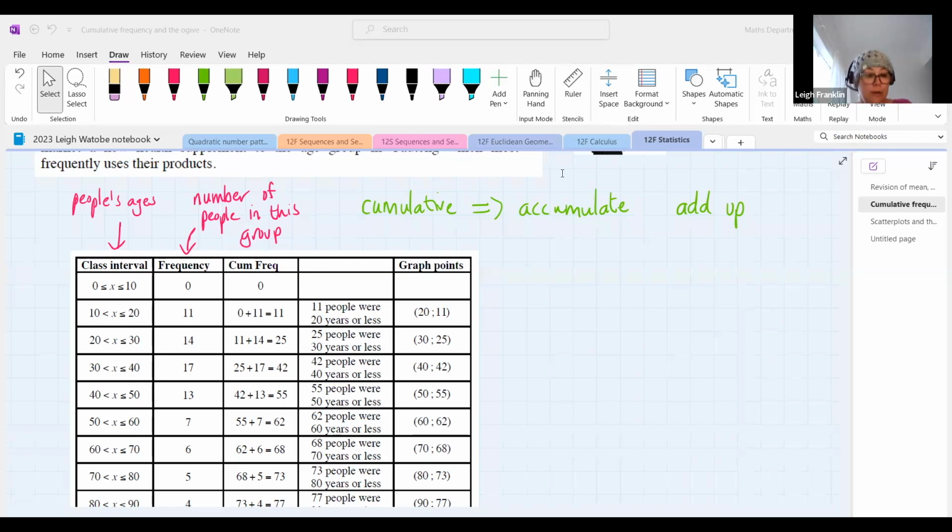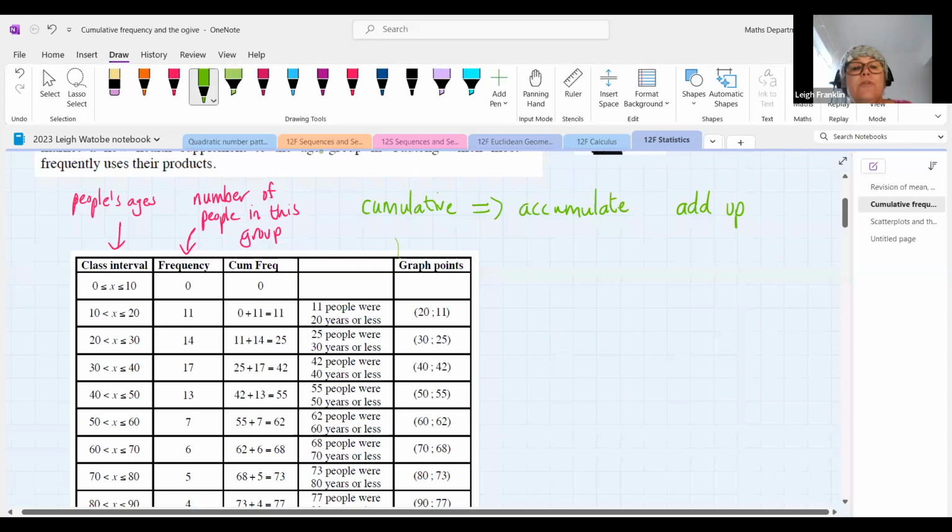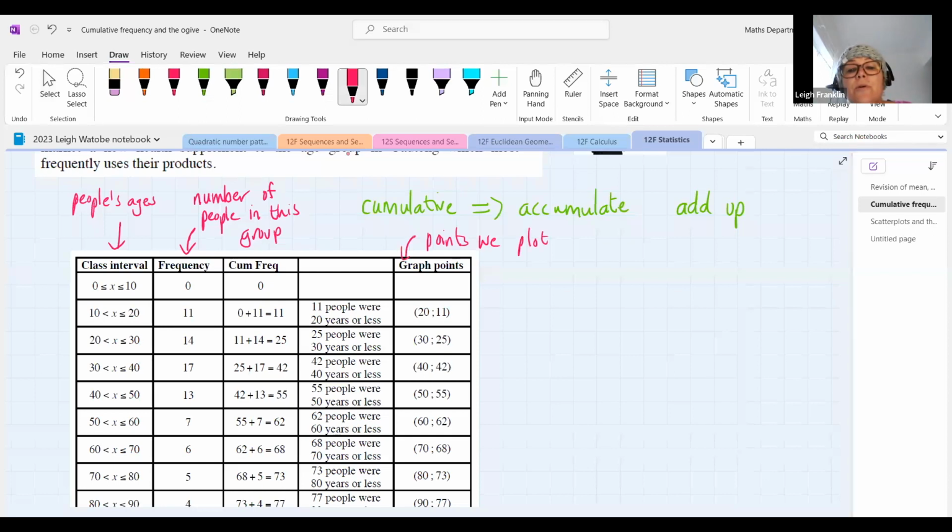So however many people are a particular age in our class interval or less than that. And we often get asked questions like that, and I'm going to show you an example of that this evening. If we now want to plot this graph on a set of axes, the points that we're going to plot are given to you in the last column. Where it says graph points, these are the points we plot to get the ogive.